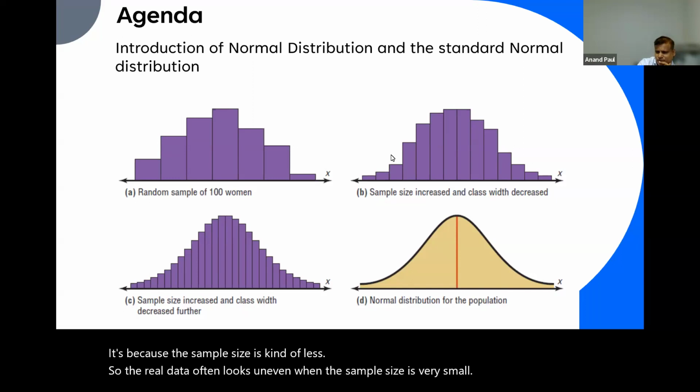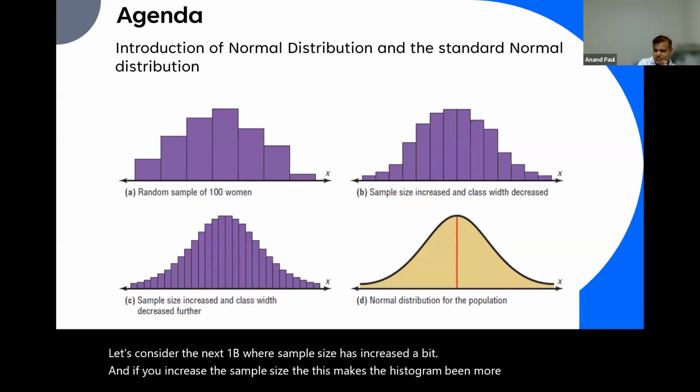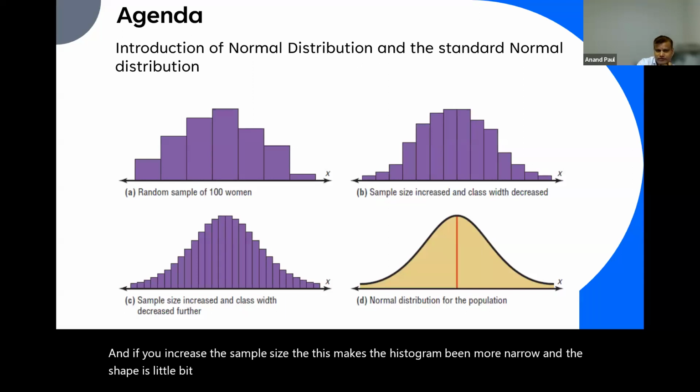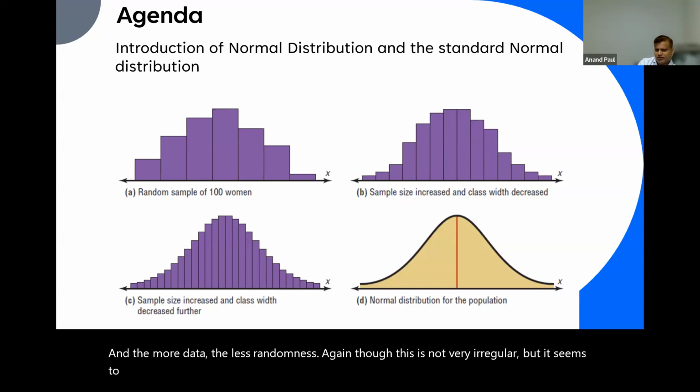Let's consider the next one, B, where the sample size has increased a bit. If we increase the sample size, this makes the histogram bins more narrow, and the shape is a little bit smoother than that of the A one, right? And the more data, the less randomness. Though this is not very regular yet, it seems to have a more regular structure, and it gives us a kind of bell shape with this histogram, because here the sample size is larger.